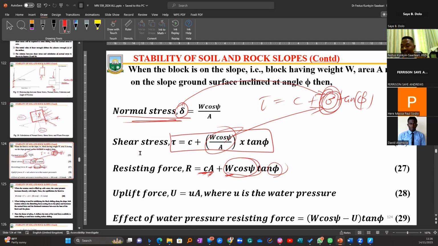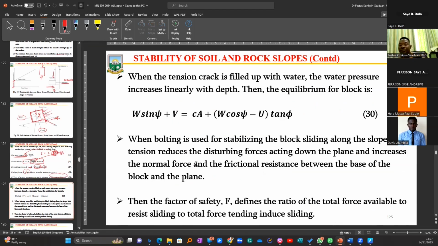Then the next thing we want to look at is the uplift force, the pressure caused by water existing within the material, which is also facilitating the failure. And that is also here. So the effect of water pressure is also computed or expressed in this form. So let's see the final expression.